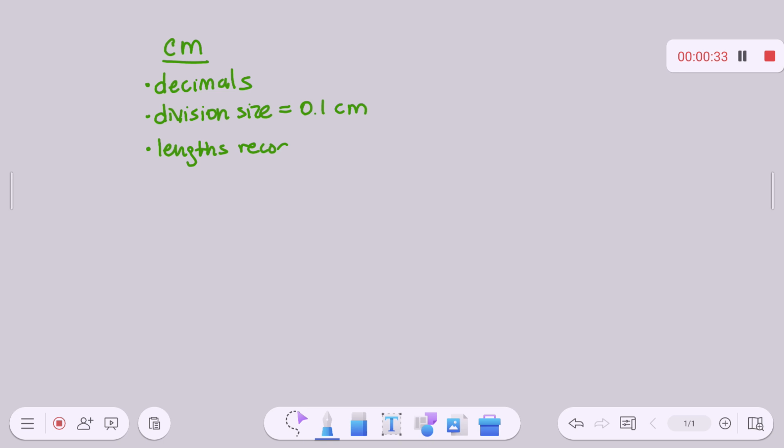Okay, so when you guys are measuring lengths in centimeters, this will be decimals. And the division size on a centimeter ruler is always the same. It's 0.1. So that means you have to record all lengths to the hundredths place. Okay? So you're either going to be a 0 or a 5 in the last decimal place.